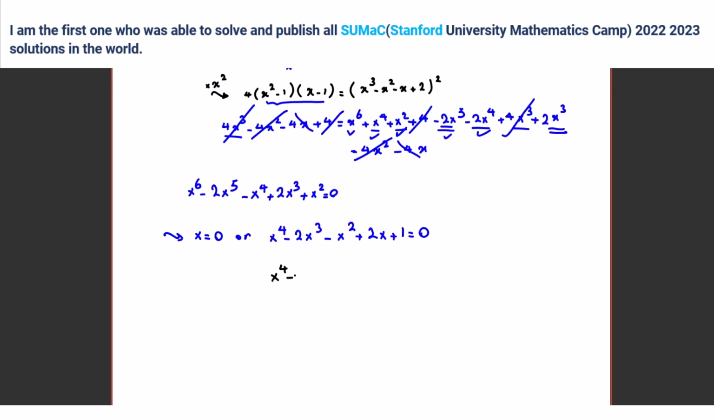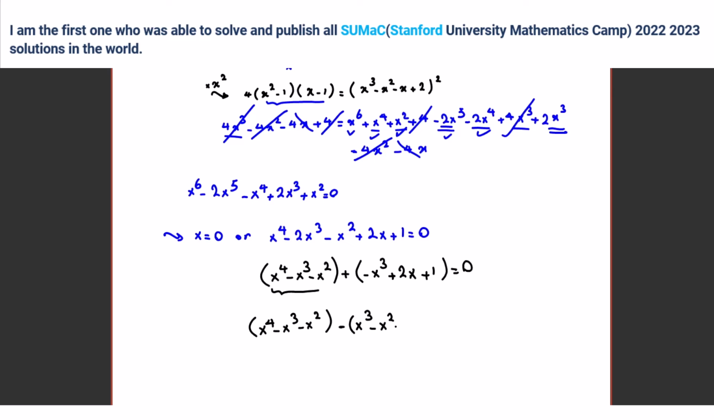x to the 4 minus x cubed minus x squared, right? Then what is left? Then negative x cubed plus 2x plus 1 is 0. Now I want to have a form similar to this. It starts from x to the 4. In the next step, I want to start from x cubed. So I say negative x cubed minus x squared minus x. Then can you tell me what is left?